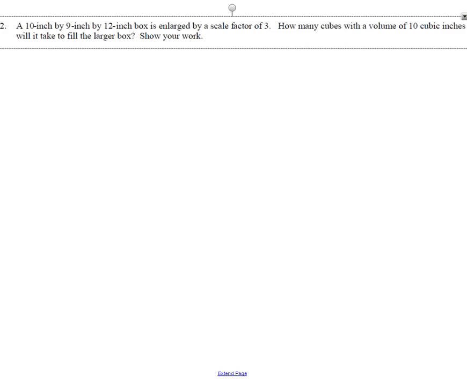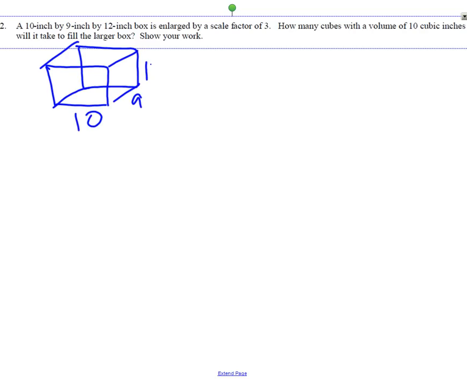Number 2. A 10 by 9 by 12 inch box enlarged by a scale factor of 3. How many cubes of volume of 10 inches will it take to fill the larger box? All right, 2 ways we can do this. If we have a box here, this is 10 by 9 by 12. We could either find the volume of the original box and then use the scale factor, or we can draw a new box using the scale factor that it gives us.